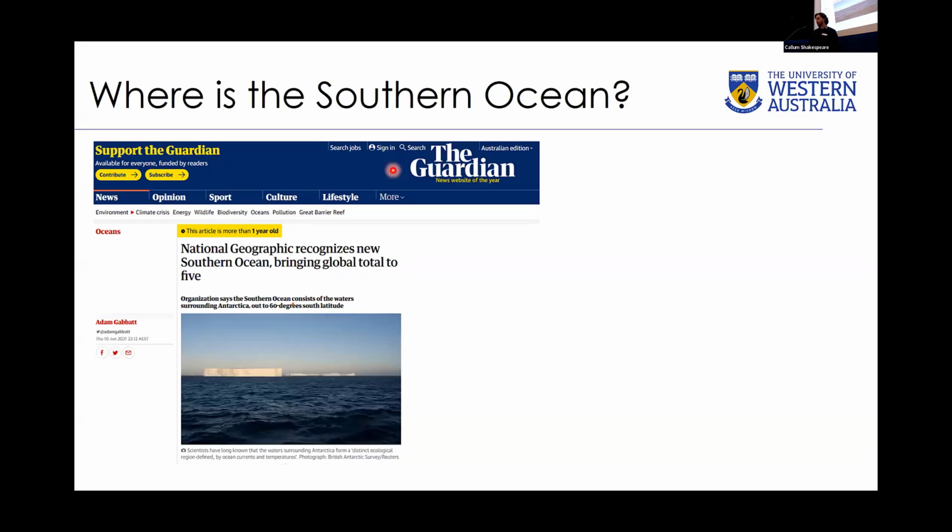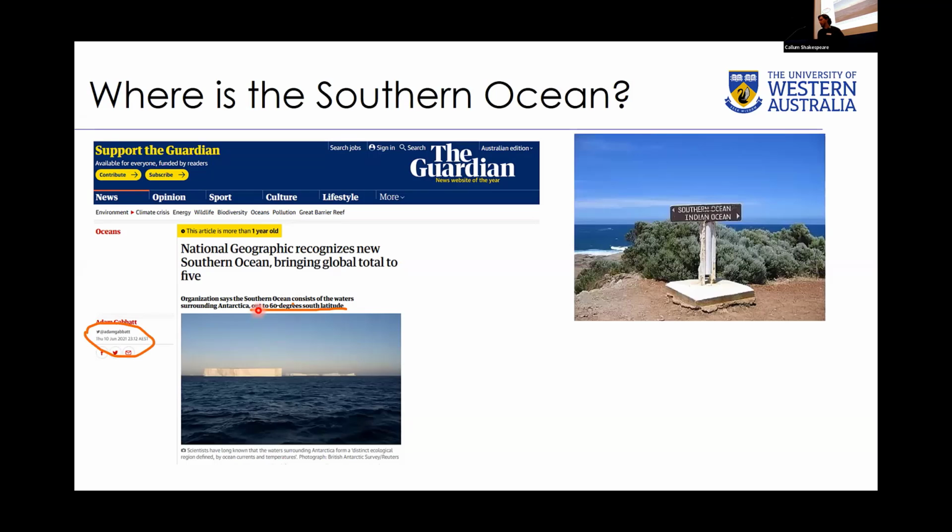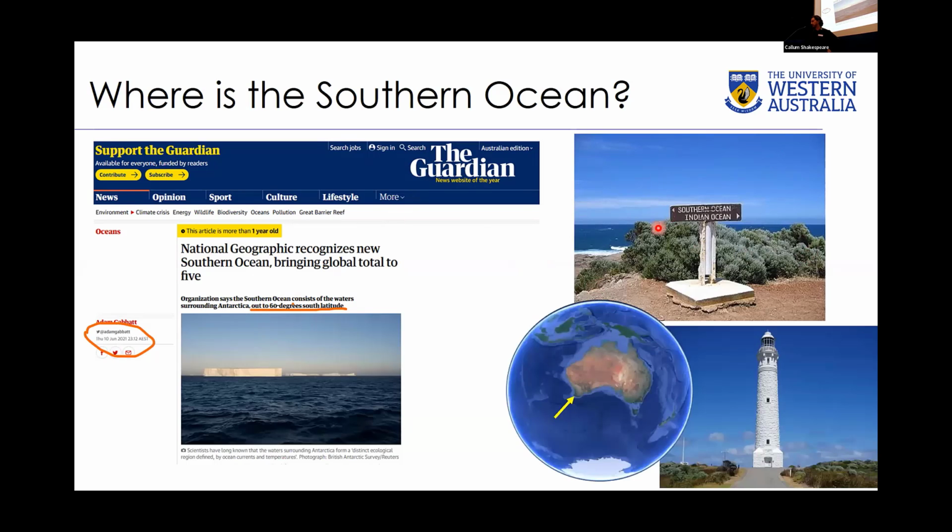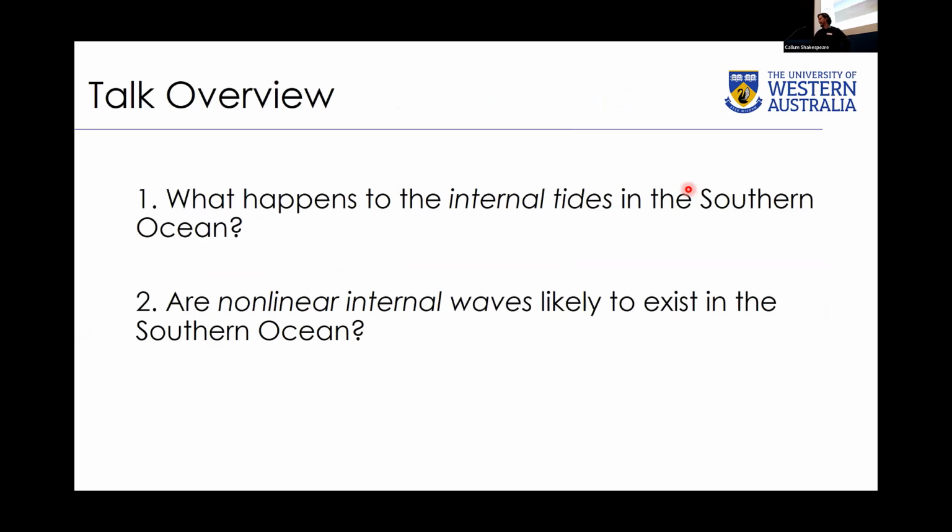So first thing I had to do was go and check where the Southern Ocean starts, or where it is, and I came across this article. National Geographic now recognises another ocean out to 60 degrees south latitude, and this was last year. This is at odds with my knowledge of where the Southern Ocean starts. So this is a sign in the southwest corner of Western Australia. For the purposes of this talk, I'm going to take the definition of the Augusta Margaret River Shire Council, where the Southern Ocean starts, not the National Geographic Society.